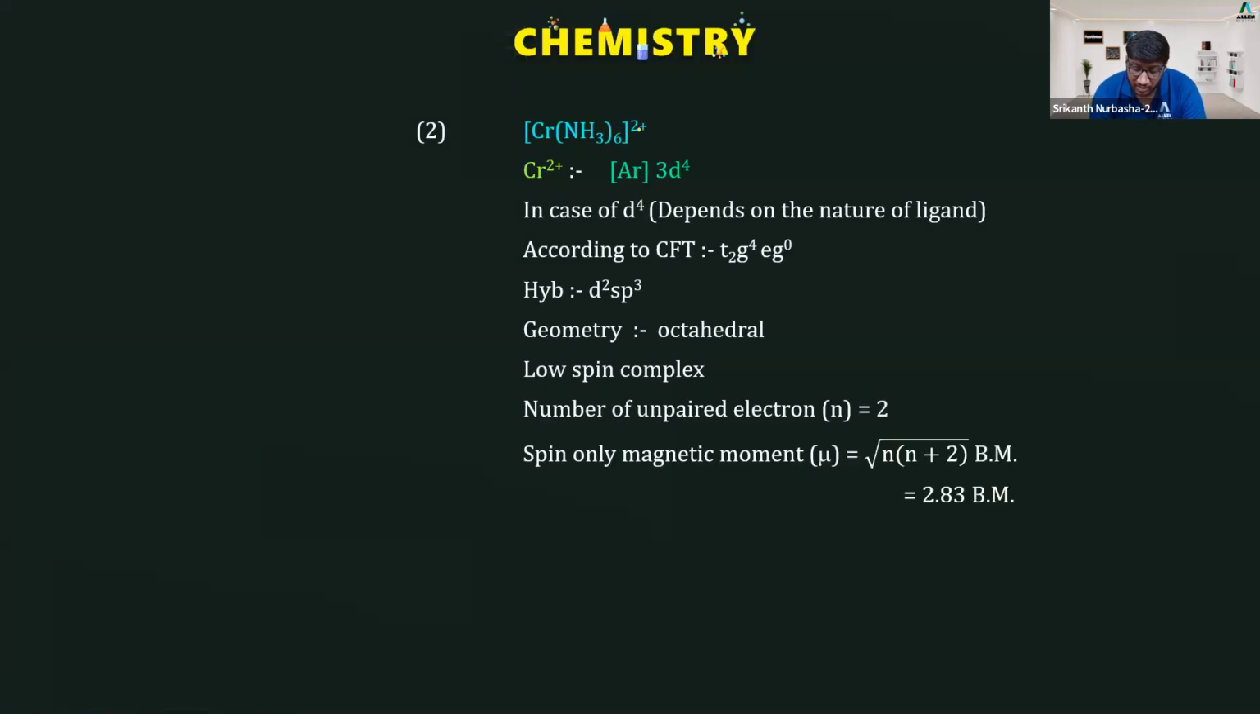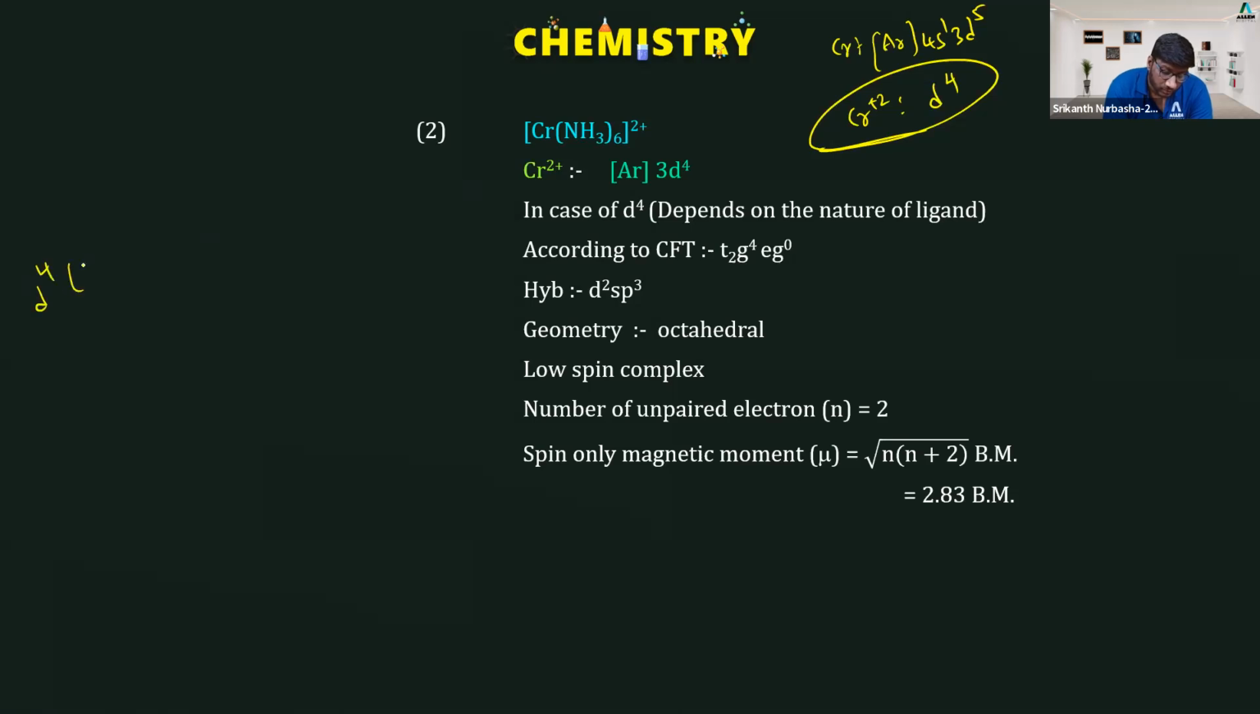[Cr(NH3)6]2+, right? So here chromium is in +2 state. Chromium electronic configuration: Argon 4s1 3d5. Chromium in the +2 state: Argon 4s0 3d4. D4 system, ammonia is a strong field ligand.